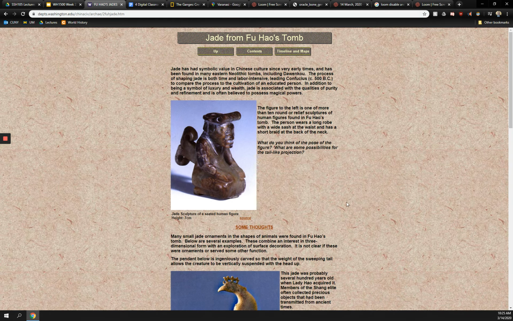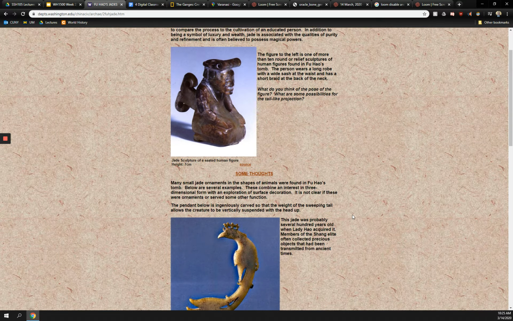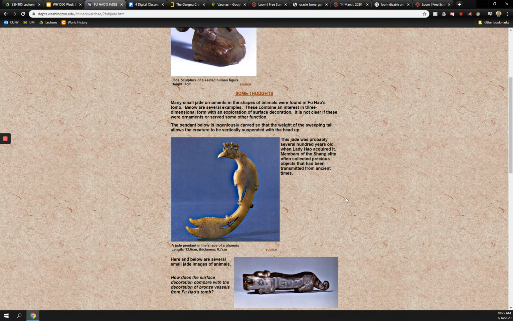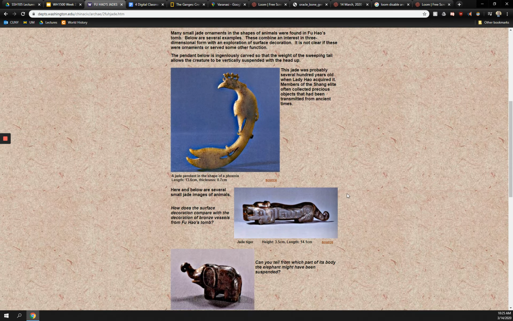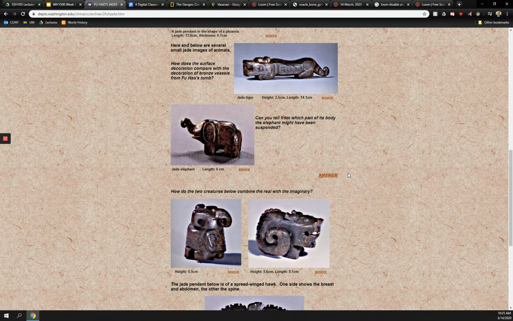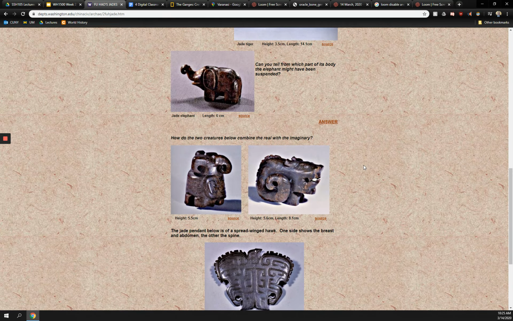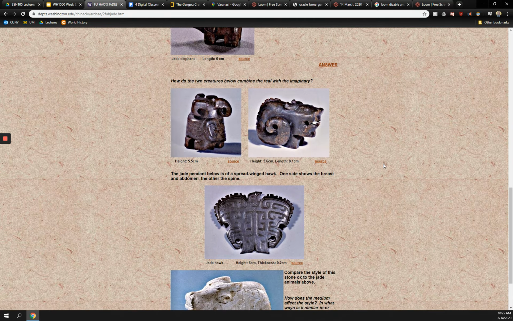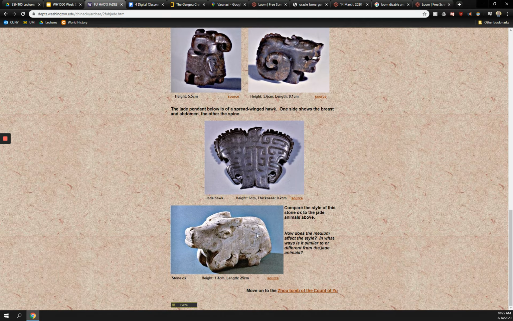Also lots of jade, a seated human figure carved from jade. A phoenix. Phoenixes are very common in old Chinese motifs, as in new Chinese motifs. A tiger, an elephant, and various other things, dragons, etc. Here's a hawk. Here's a stone ox. And you can look at this set of objects a little bit more closely on your own if you want.